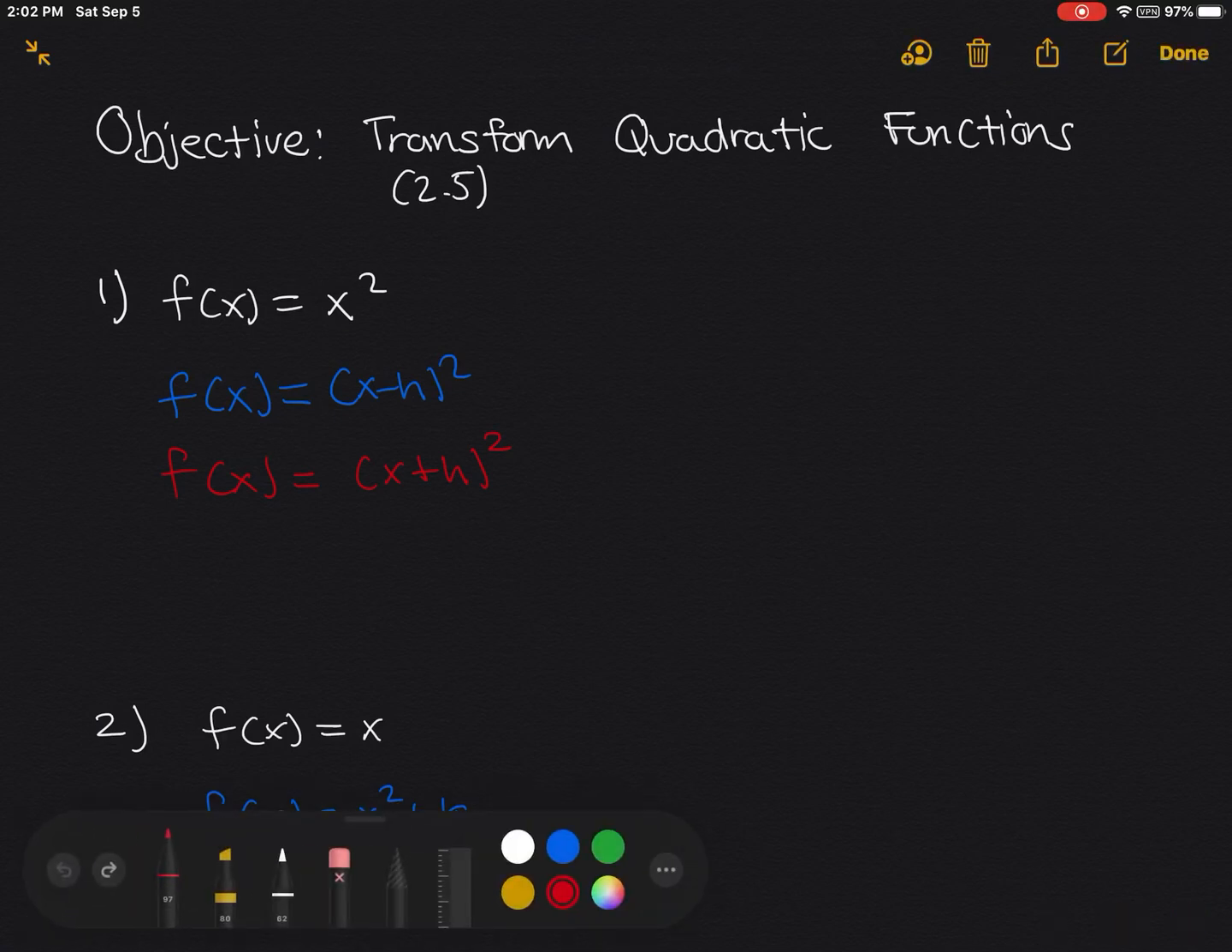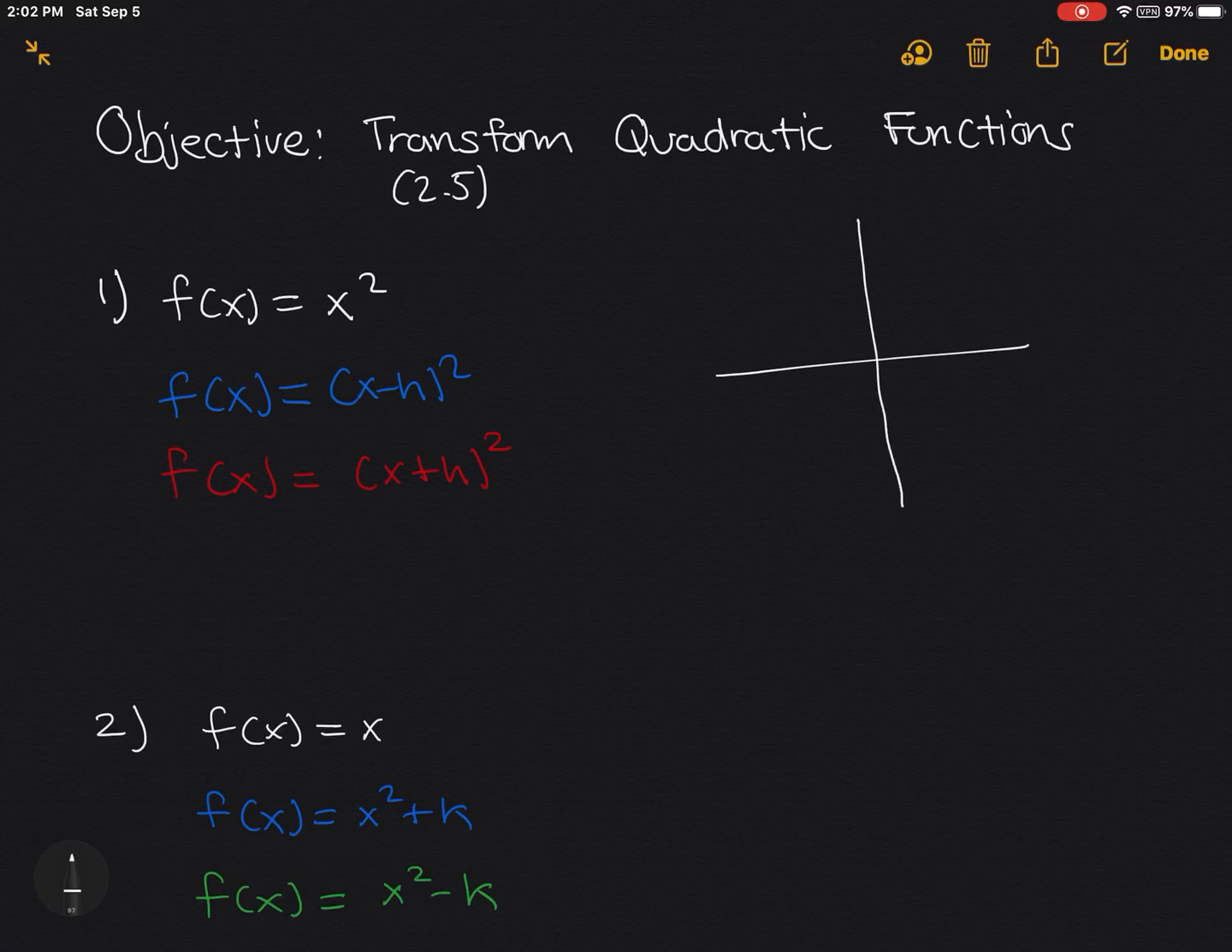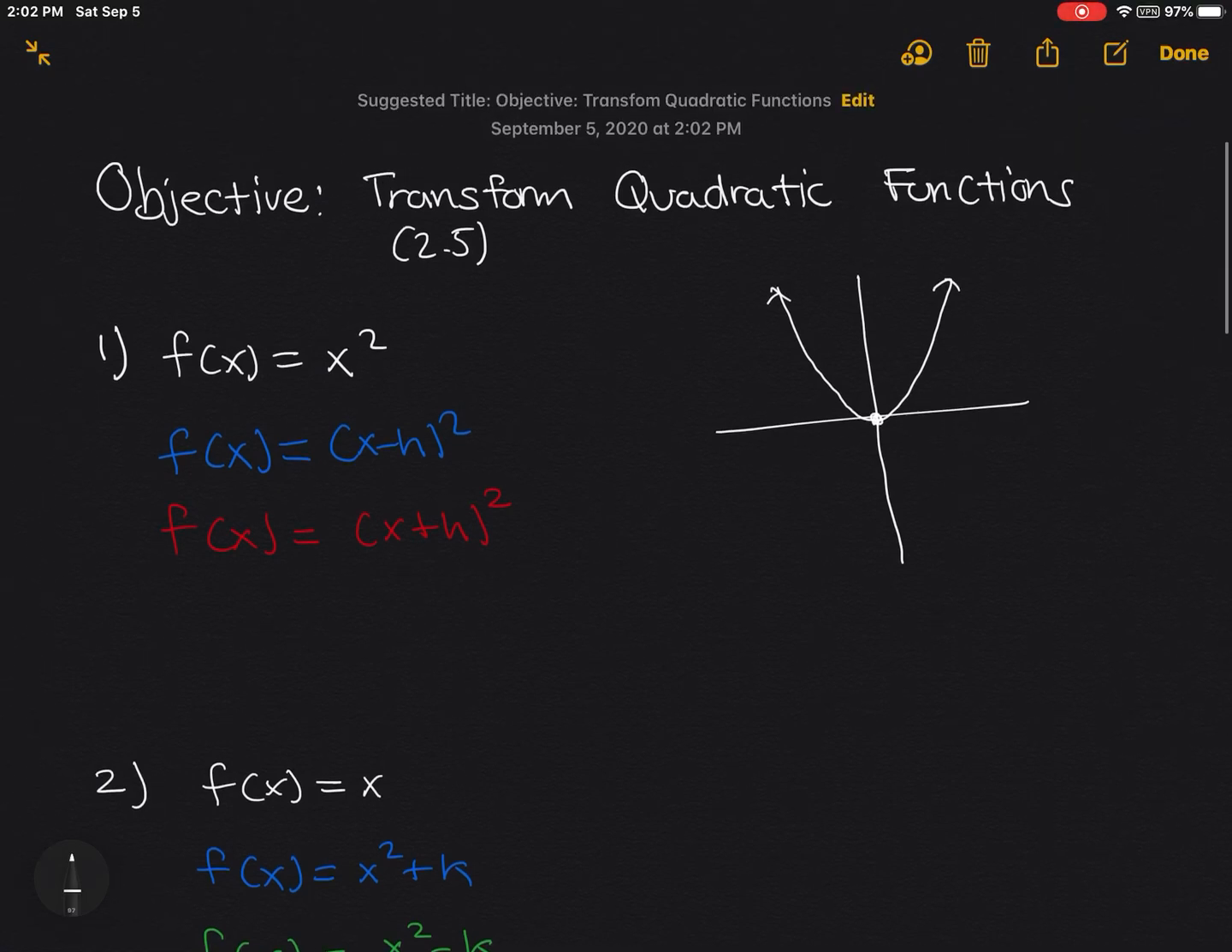And so let me use a white marker here. So a quadratic function, f of x is equal to x squared, right? The vertex is at 0, 0. All right, so now if I ask you, what does this blue function right here do? Is this x minus h? Again, it's counterintuitive, right? You would think it's shift it h units to the left. It's actually h units to the right.